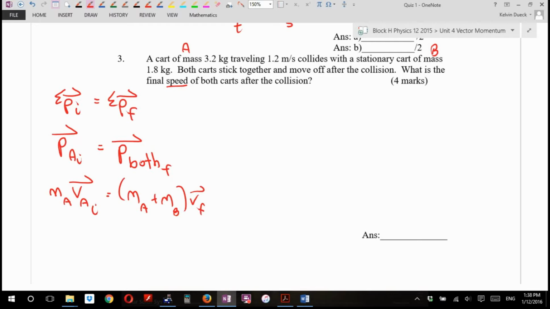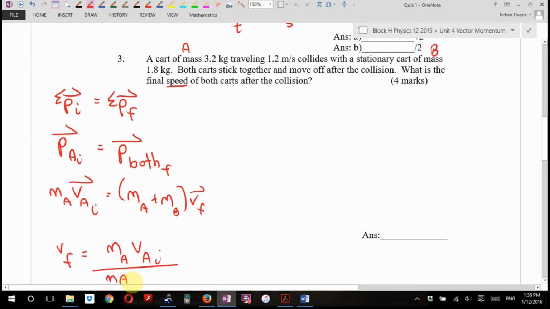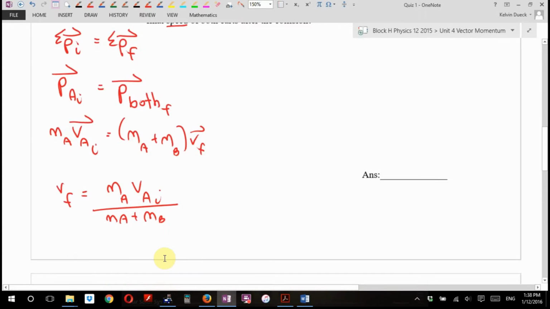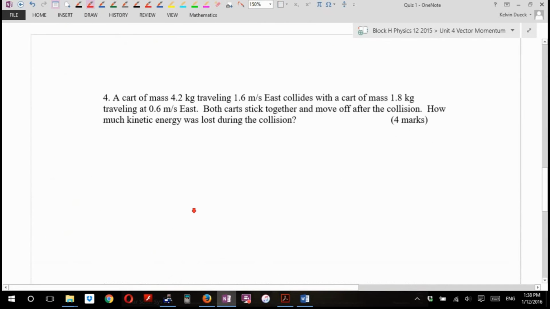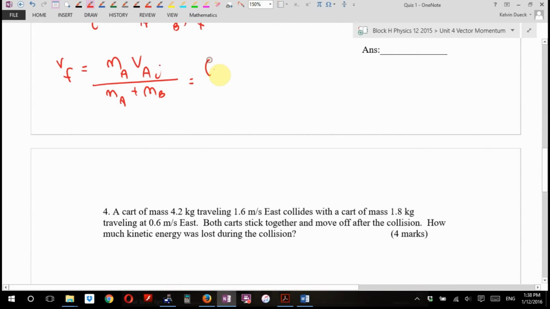Because what are we trying to find? Which is going to be MAVA initial divided by mass A plus mass B. 3.2 times, whoops, 3.2 times 1 point, wow, come on, pen.